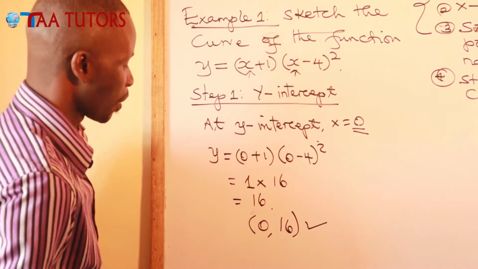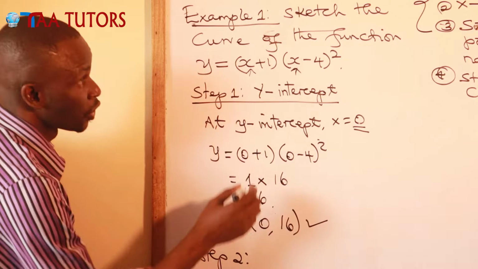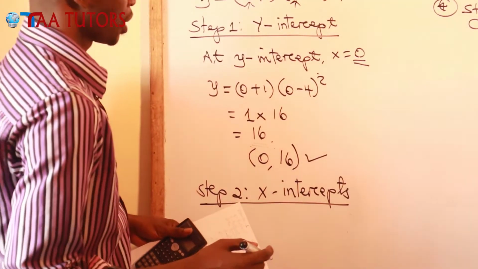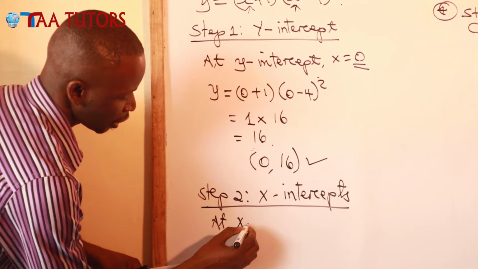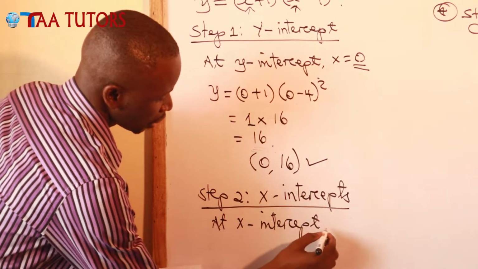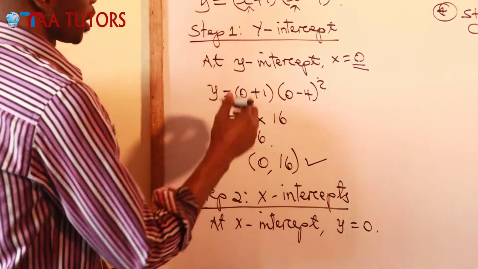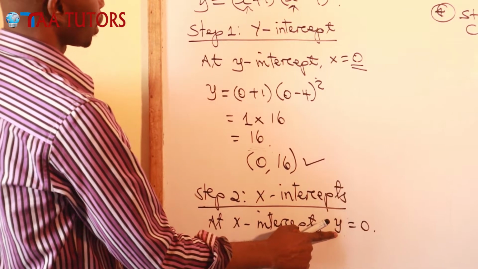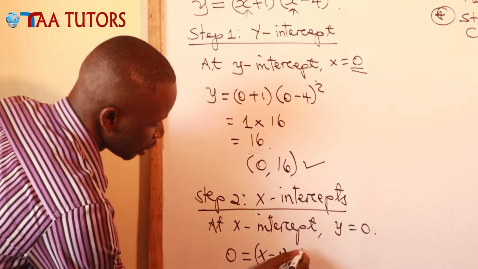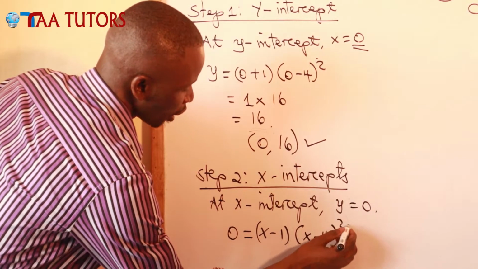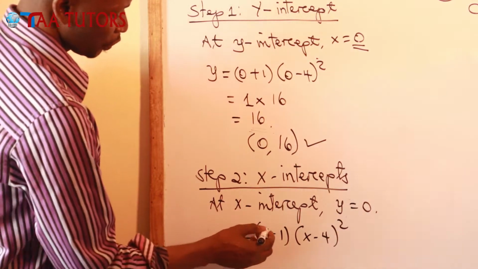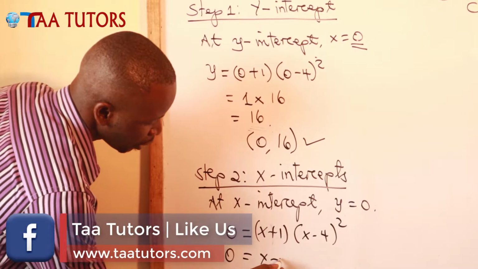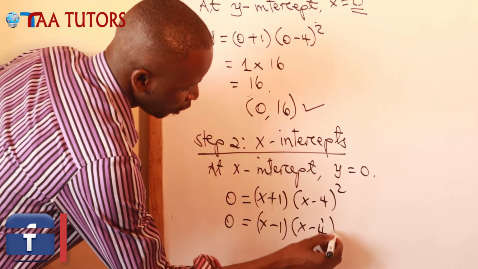That is the y-intercept. Step 2, we said we are looking for the x-intercepts. And at the x-intercept, the value of y is 0. So I can say that 0 equals x plus 1 into x minus 4 squared, where this 0 represents the value of y. If we have this particular expression to deal with, we can say 0 equals x plus 1 into x minus 4 into x minus 4.